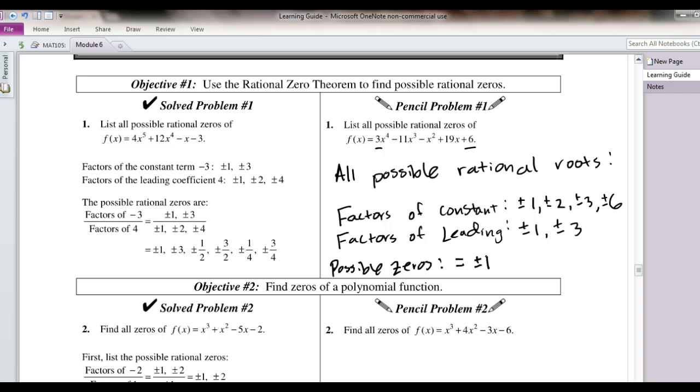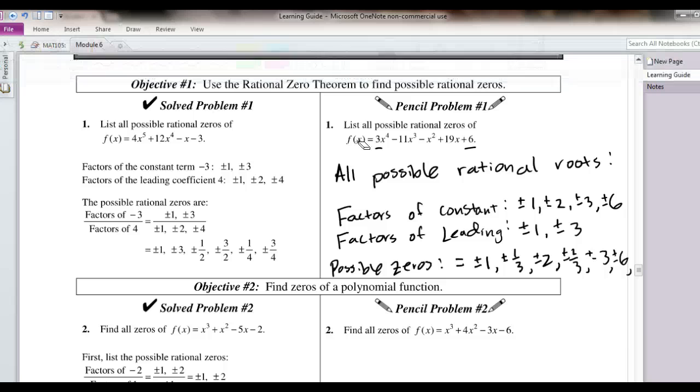So plus or minus 1, so we look at 1 over 1. Then we look at 1 over 3, so we also have plus or minus 1/3. Then we have 2 over 1, so plus or minus 2. And we have 2 over 3, so plus or minus 2/3. Then we have 3 over 1, so that's plus or minus 3. We have 3 over 3, which is plus or minus 1, but we already have that written down, so we don't need to write it again. Then we have 6 over 1, so that's plus or minus 6. And then 6 over 3 is plus or minus 2, which we already have written down, so we don't need to write it again.